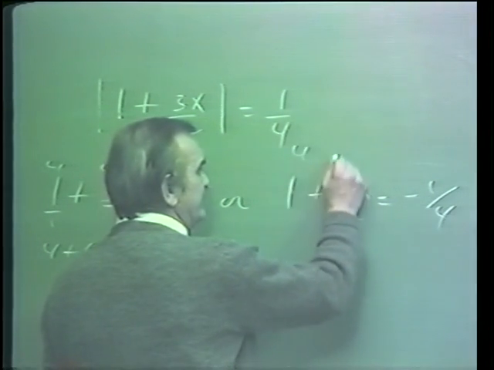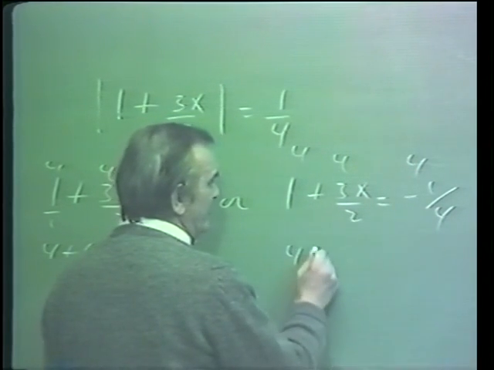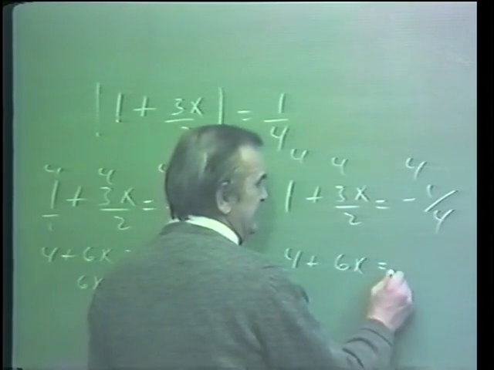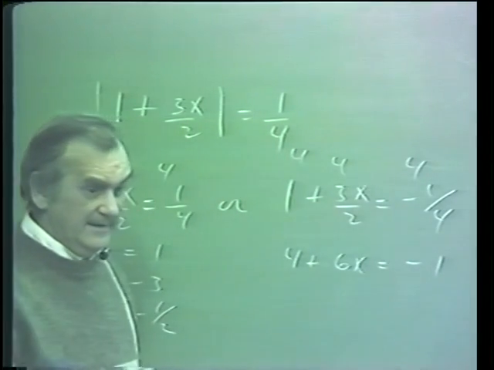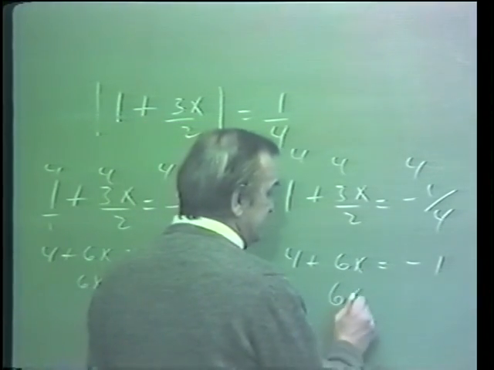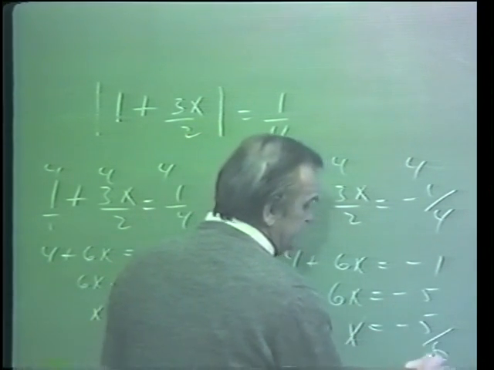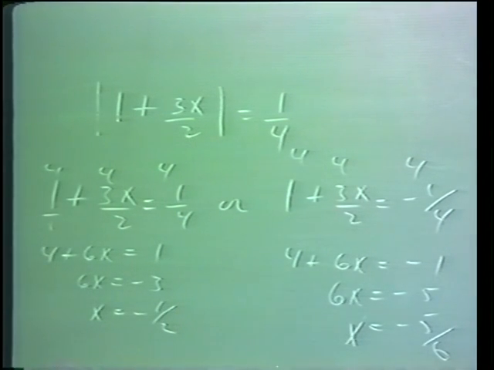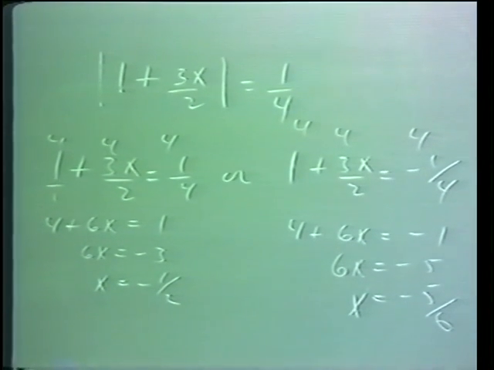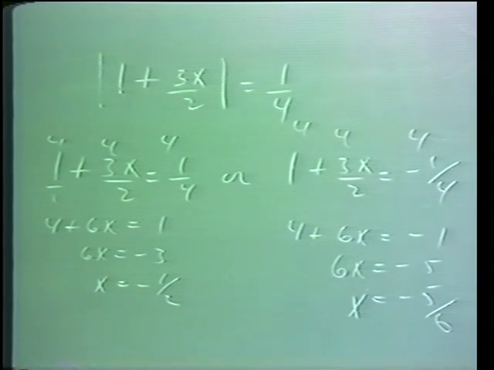Now we're going to do the same thing to the other equation. Our LCM again is 4. So if I multiply through, I get 4 plus 6x equals negative 1. Adding a negative 4 to both sides, I get 6x equals negative 5. Divide both sides by 6, you get x equals negative 5/6. So the solution set for that equation is x equals negative 1/2 and negative 5/6. That's number 13. Remember, the same rules apply when solving equations. Any other problems, 1 through 18?